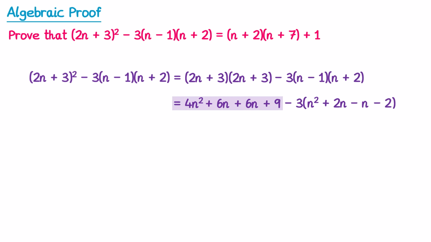Then we'll just simplify this part here, so we have 4n squared. If we add the two 6n's together, we get 12n, and then plus 9. But for this part here, we're now going to multiply that entire bracket through by negative 3.